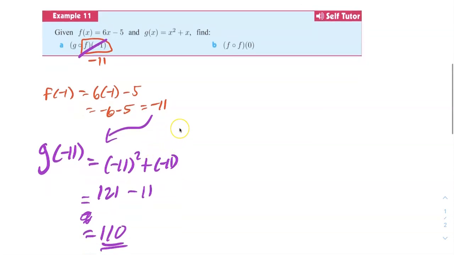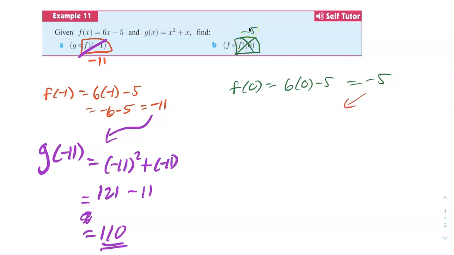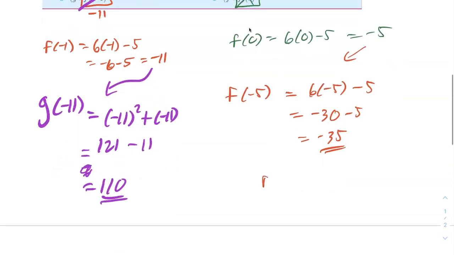How about this one, which is f of f of 0? So, do it the exact same way. Start with the inside. What is f of 0? f of 0 is 6 times 0 minus 5, which just gets me negative 5. Okay, that's done. So next, what is f of negative 5? That's going to be 6 times negative 5 minus 5. So I get negative 30 minus 5, which is negative 35. And there we go. That's what f of f of 0 equals. And that's the lesson.